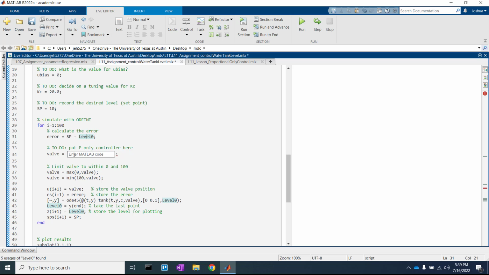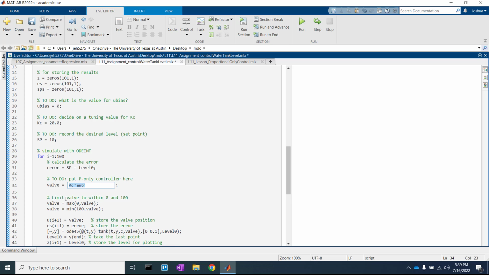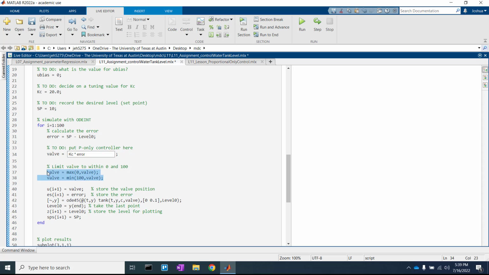Then as we loop through, we need to set what the valve setting will be equal to. This is where we're going to program the P-only controller. The P-only controller setting will be equal to KC times error. And that's it. That's our P-only controller. Then we need to clip the limit between 0 and 100. And so we say the maximum it can be is 0 or valve. That will get rid of negative values. And we say the minimum it can be is 100 or valve. And that will get rid of values over 100, not negative values, is what we just did.